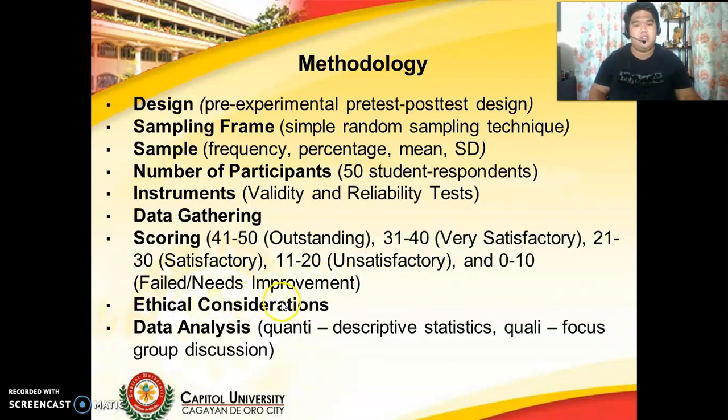Ethical consideration. I actually wrote a letter addressed to the superintendent because I am conducting this research paper in my school, in the grade 10 level. For data analysis, I use quantitative descriptive statistics, and qualitative focus group discussion.